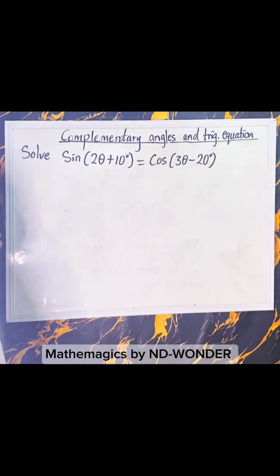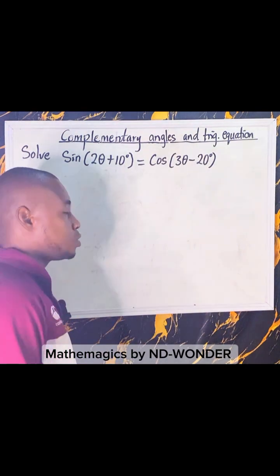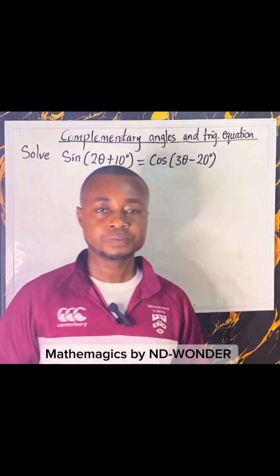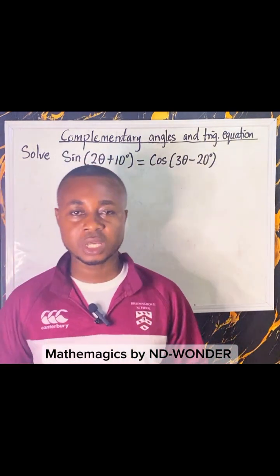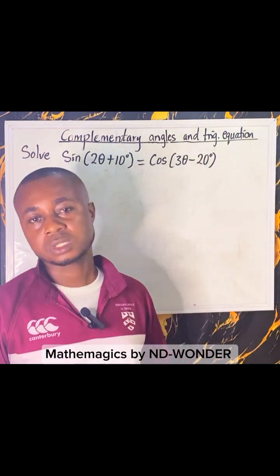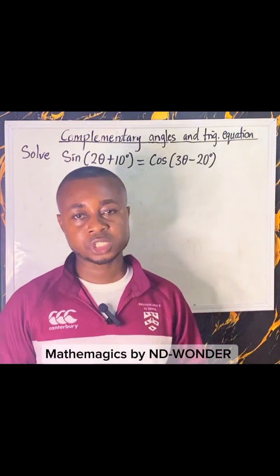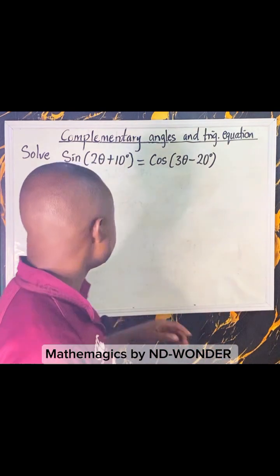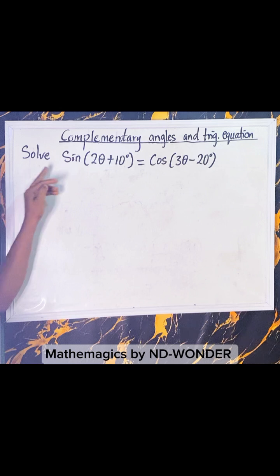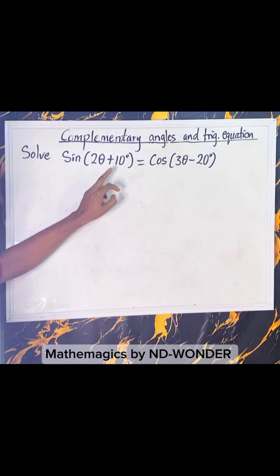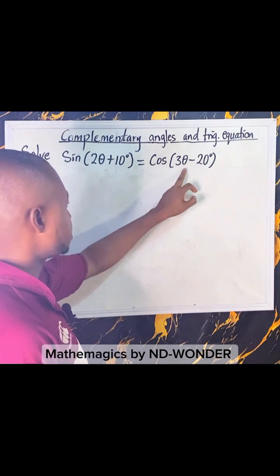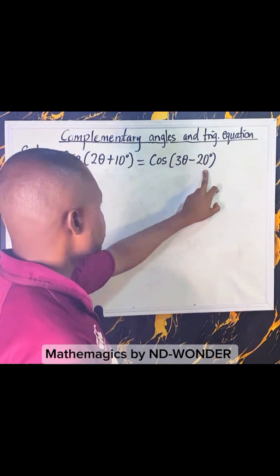I have complementary angles and trig equation. This is just for you to recall the previous lesson we had about establishment of complementary angles with regards to trigonometric equations. In this case, this is the question that is given. Solve sin(2θ + 10°) = cos(3θ − 20°).